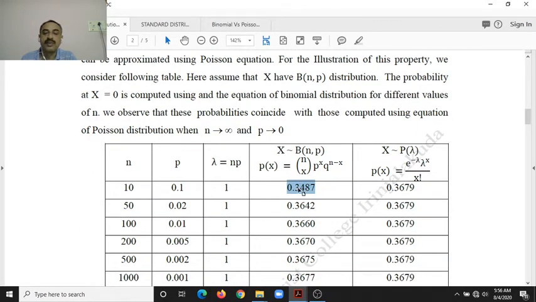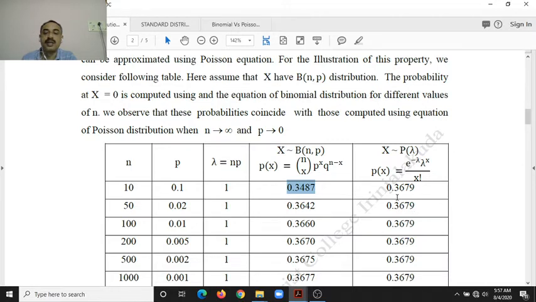Here we observe some differences between the probabilities of the binomial distribution and the Poisson distribution at x equal to 0. But we increase n to 50 and decrease p to 0.02 so that again np equals 1. So the probability using the binomial equation at x equal to 0 is 0.3642, obtained by considering 50C0, 0.02 raised to 0 and 0.98 raised to 50. On this side, it is again lambda 1, so it is e raised to minus 1 only, and it is 0.3679.